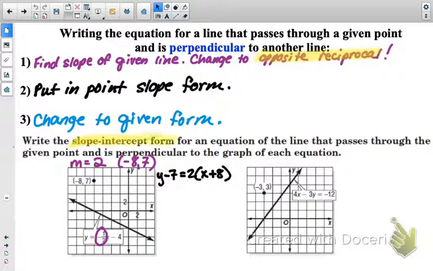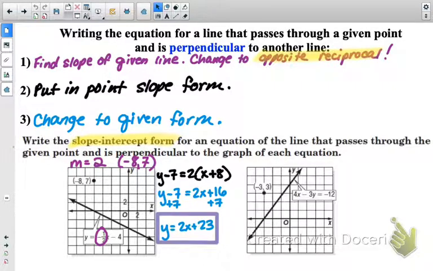It does ask once again for slope intercept form, so distribute and get y by itself. So the equation of a perpendicular line would be 2x plus 23. Now, we can't graph this on the grid because 23 is a big y-intercept. It's way too off the grid. But if we were, the 2 lines would form a 90-degree angle at the point of intersection.